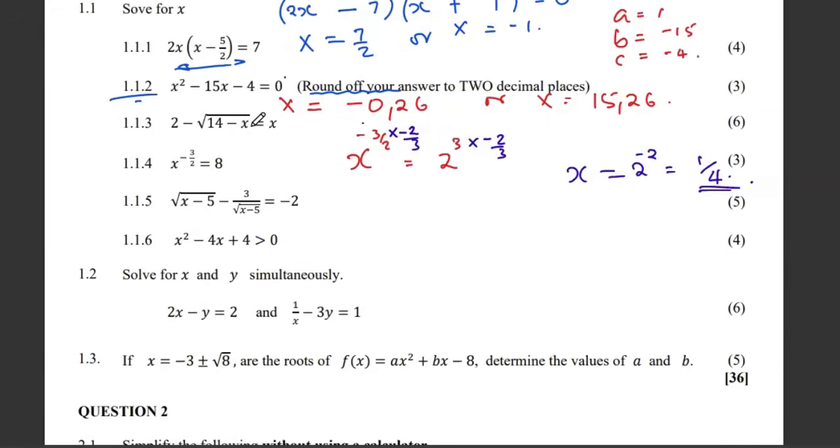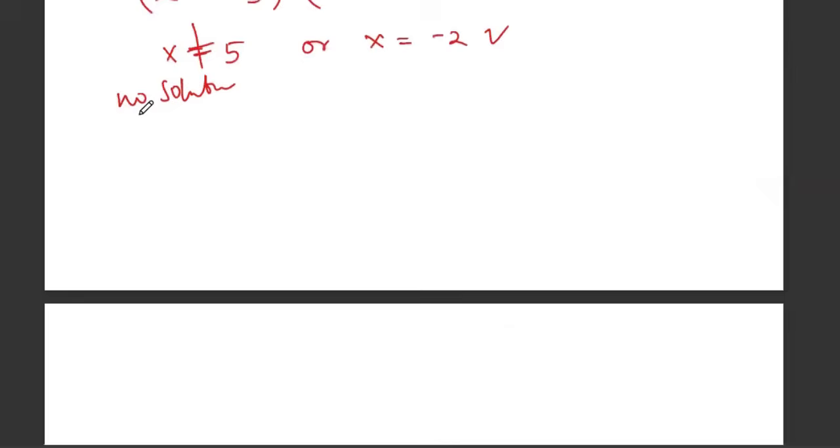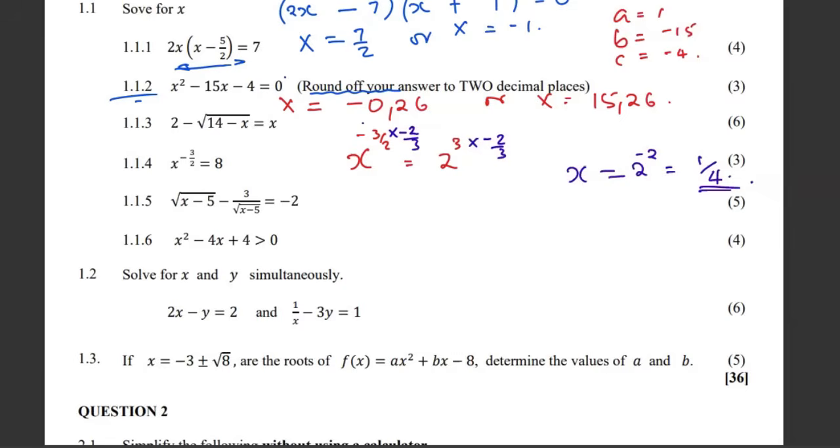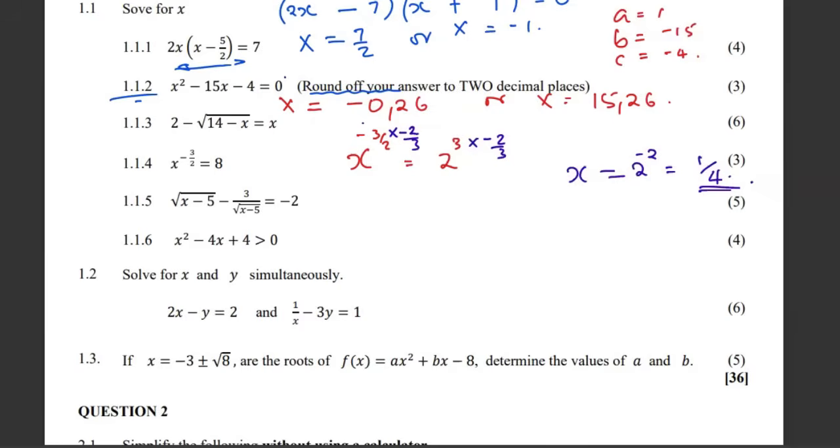These questions look familiar. It's okay. Let's not worry about the familiarity of the questions. Let's just deal with the solutions. So we have the square root of x minus 5. Is it minus or plus? It's a minus. Okay, 3 over the square root of x minus 5 is equal to negative 2.